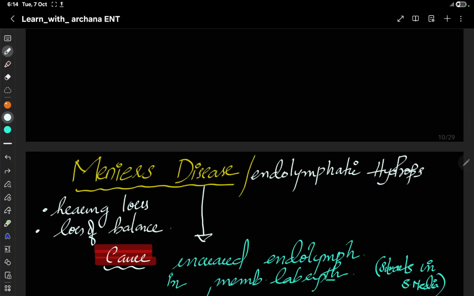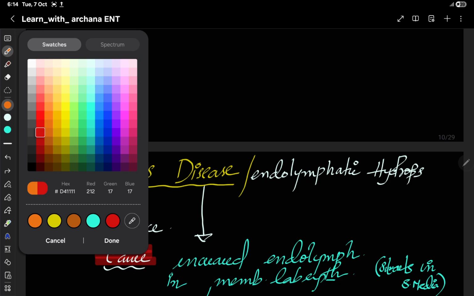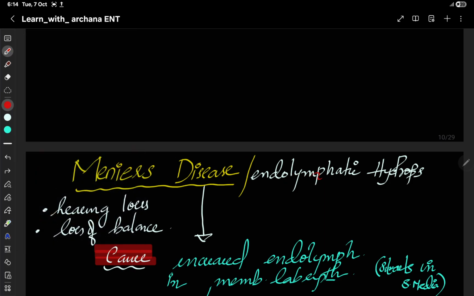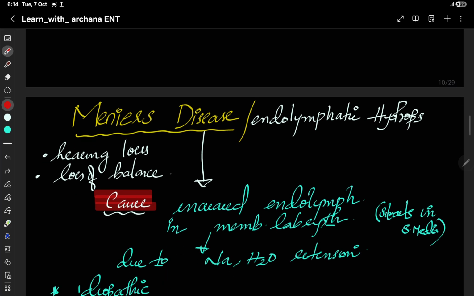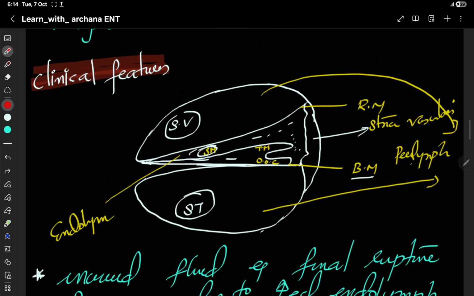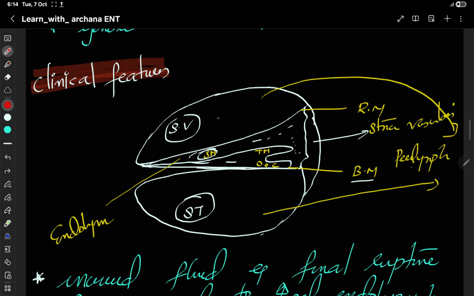Okay, let's talk about another important topic called Meniere's disease. It is otherwise called endolymphatic hydrops. So, what is actually happening here? First of all, let's see the three chambers of the inner ear. This is the scala vestibuli. The lower chamber is the scala tympani.